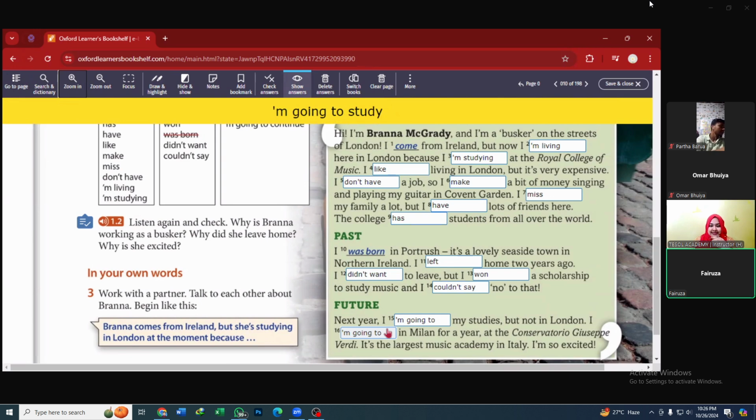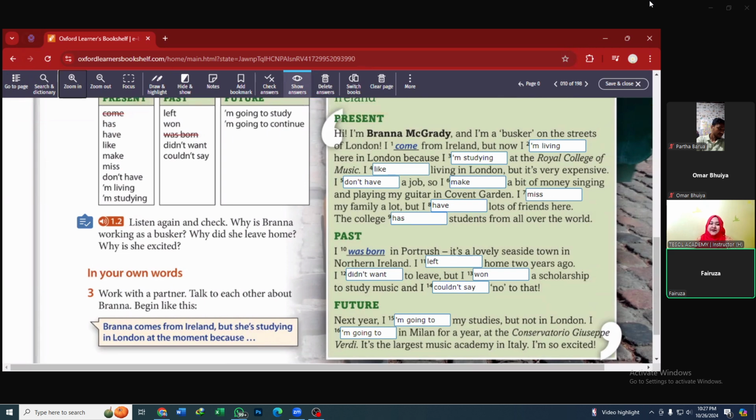I am going to study in Milan for a year, at the Conservatorio Giuseppe Verdi. It's an Italian word. Very good, excellent, well tried. It's the largest music academy in Italy. I'm so excited.